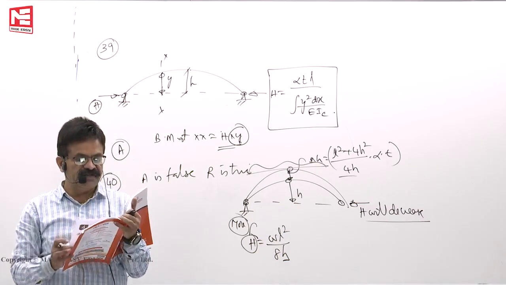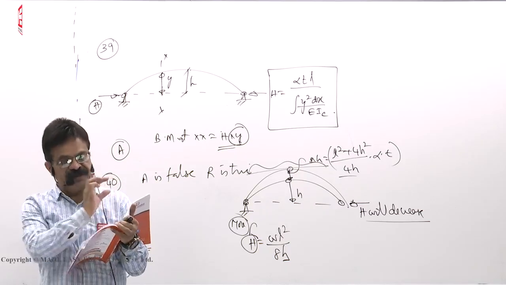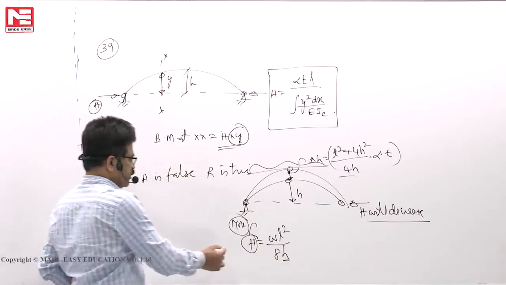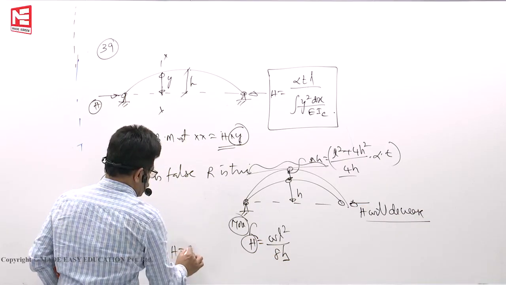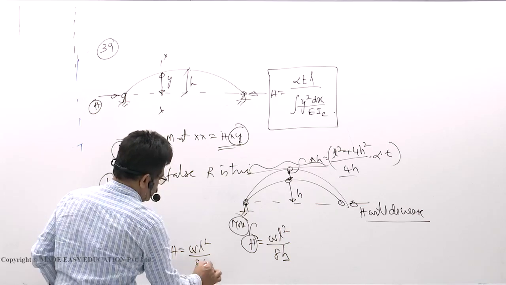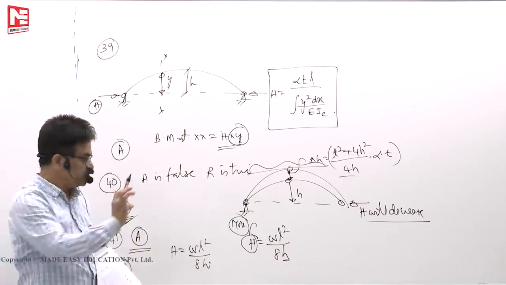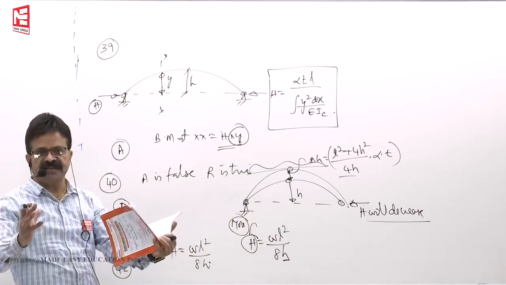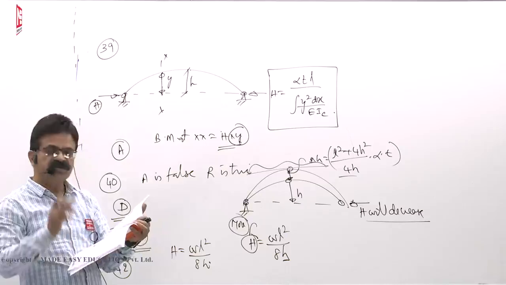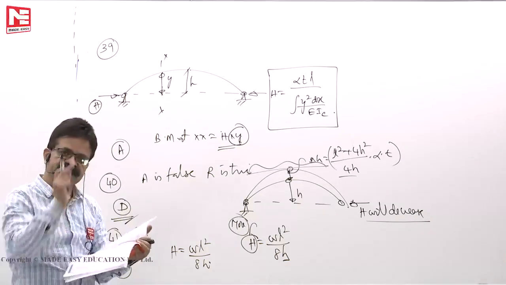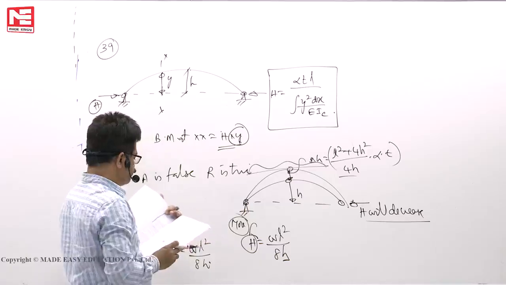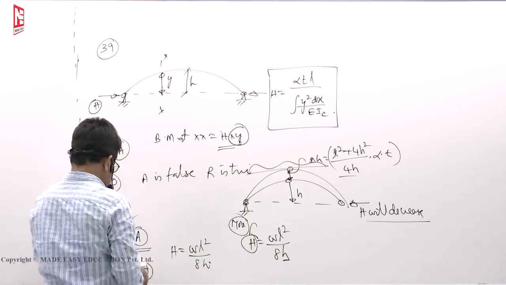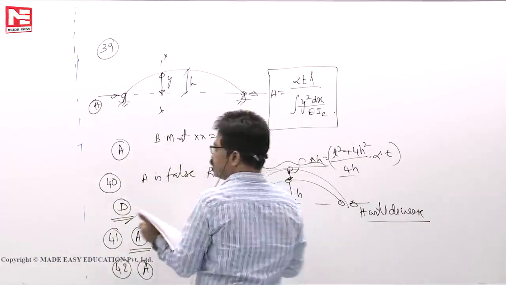Next reason: heavy foundation support has to be designed to resist high value of horizontal thrust. Correct. You see here, H will become wL square by 8h. If it is a shallow arch, h is less, though capital H will be more, then the foundation must be designed to resist greater thrust, otherwise it will fail. So assertion is correct, reason is correct, and reason is correct explanation for assertion. So shallow arches are undesirable, so A is the option. 42 is A. Next.